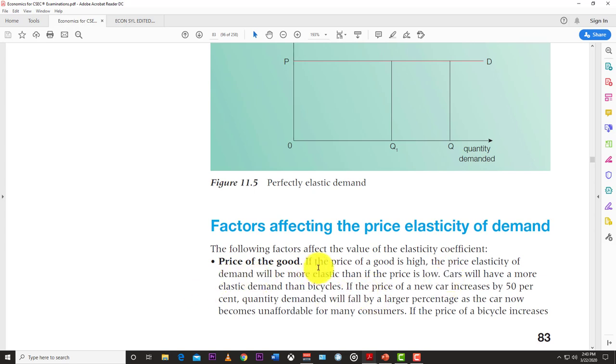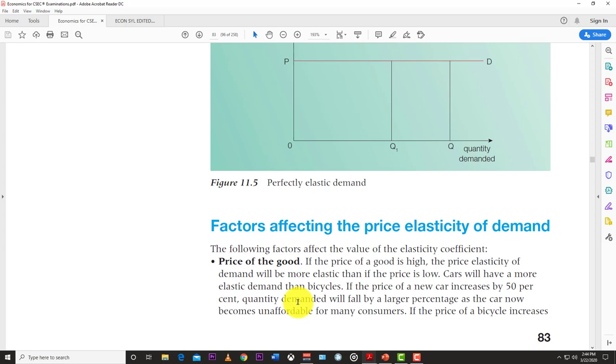Let's continue reading. You can see the example right here. If the price of a good is high, the price elasticity of demand will be more elastic than if the price of the good is low. Cars will have more elastic demand than bicycles. If the price of a new car increases by 50%, quantity demanded will fall by a larger percentage, as the car now becomes unaffordable for many consumers. So a car costs 10,000, and a 5% increase would cause a mass exodus from that car, because 5%, a couple thousand, is still a lot. So therefore demand for the car would significantly drop.